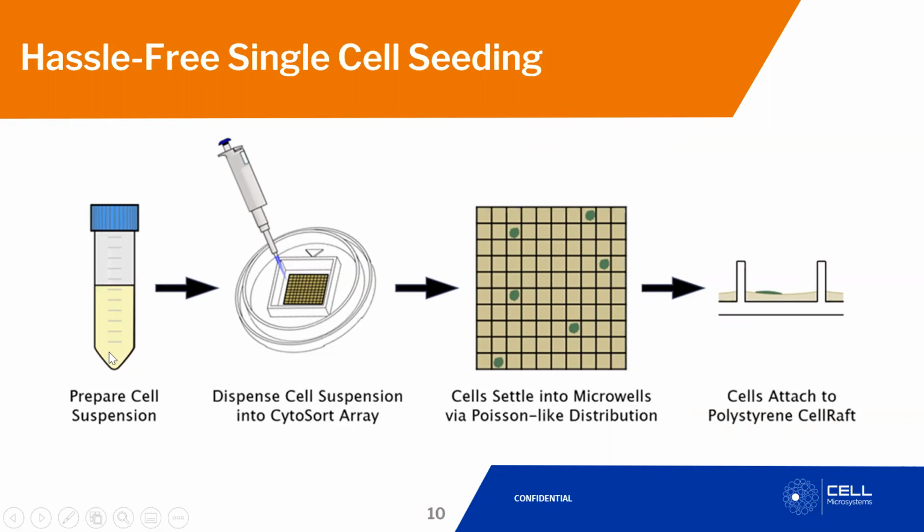If you've ever seeded cells for a typical cell culture experiment, you'll have no trouble getting familiar with our technology very quickly. The workflow begins by preparing a low concentration cell suspension at your desired concentration. The cells are manually pipetted into the array and are allowed to settle by gravity into the microwells. We don't directionally put the cells into the microwells themselves. They'll just settle by a statistical distribution. And once they find a raft, they will attach to it and grow on the polystyrene cell surface.